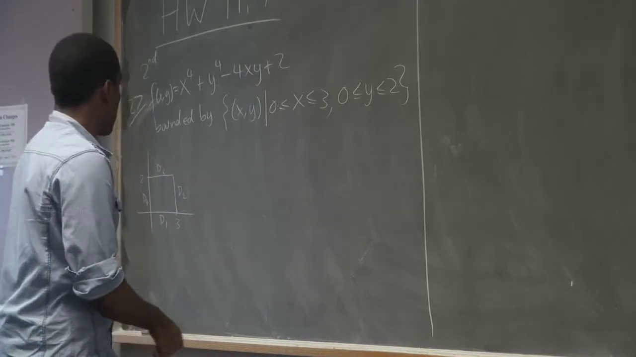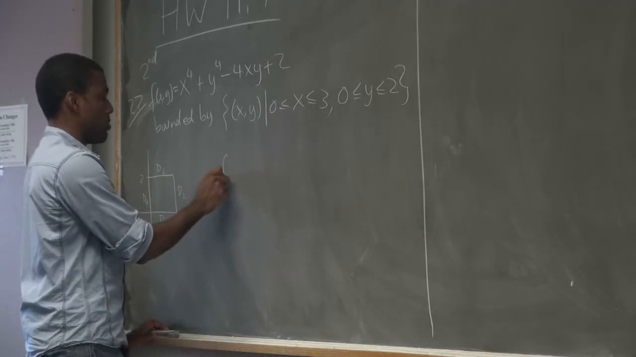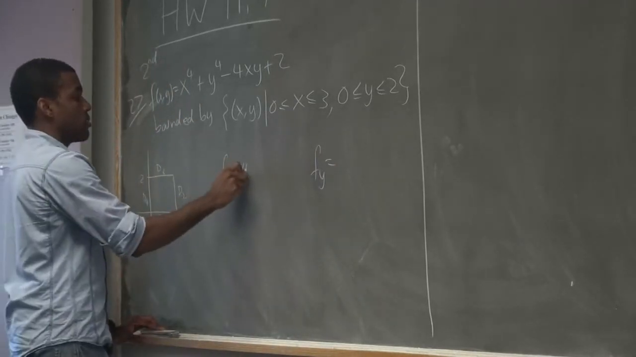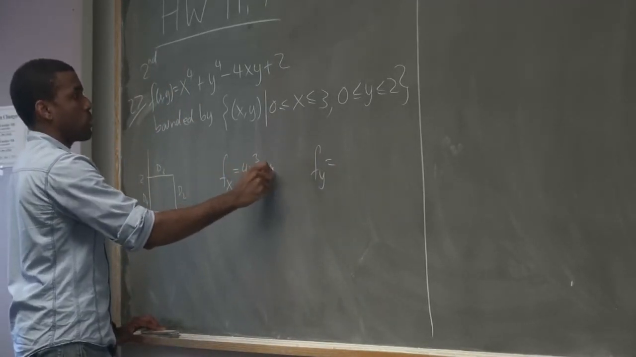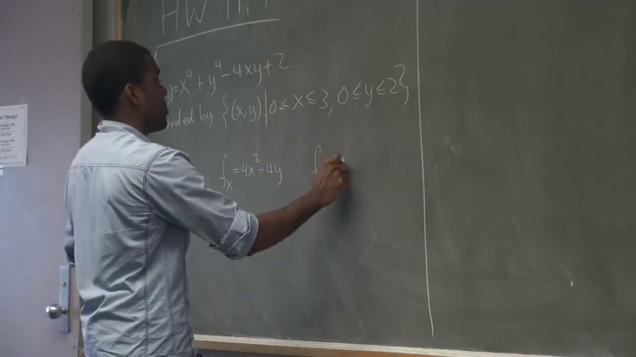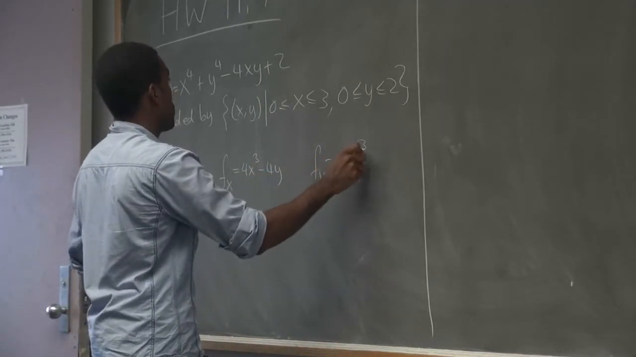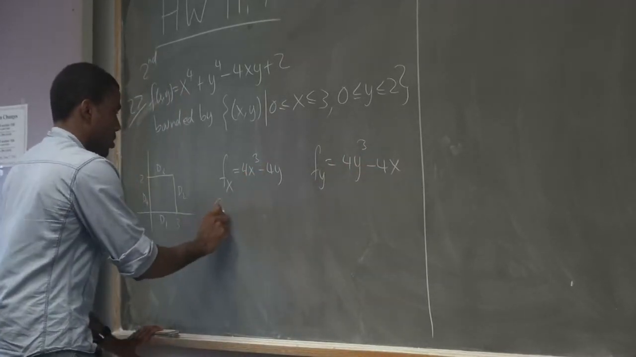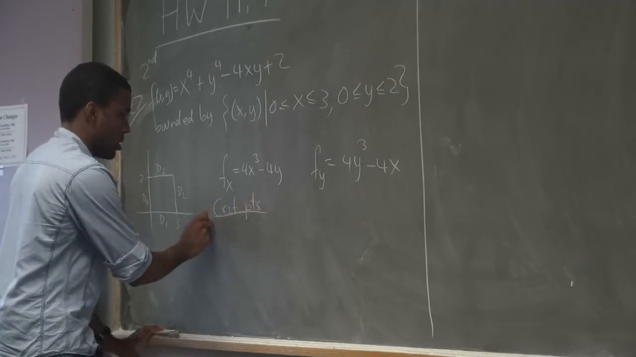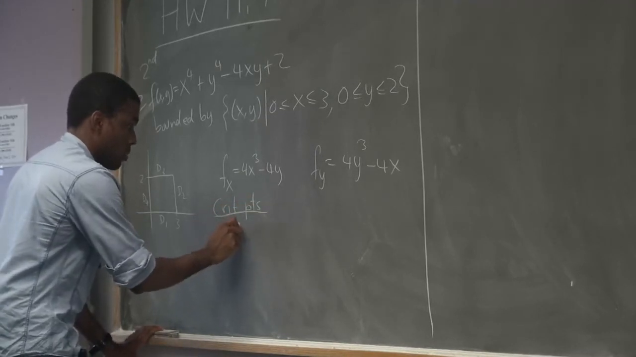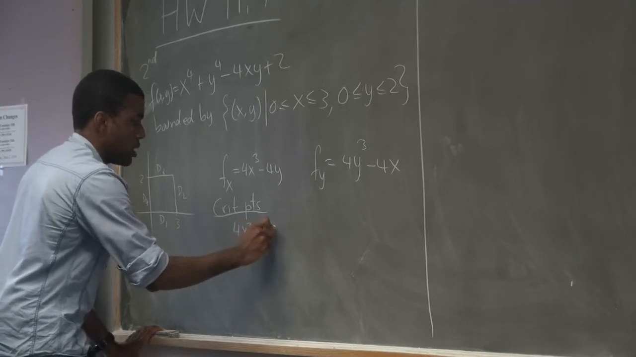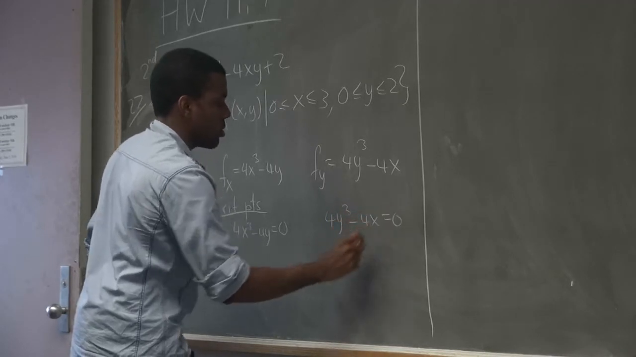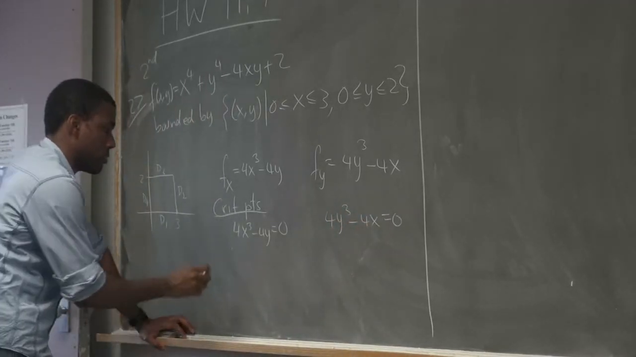Anyway, so first we need to find the critical points, right? So we're going to need to find fx equals fy equals, this is 4x cubed minus 4y, and this is 4y cubed minus 4x. For critical points, you need to have 4x cubed minus 4y equals 0, and you need to have 4y cubed minus 4x equal to 0.